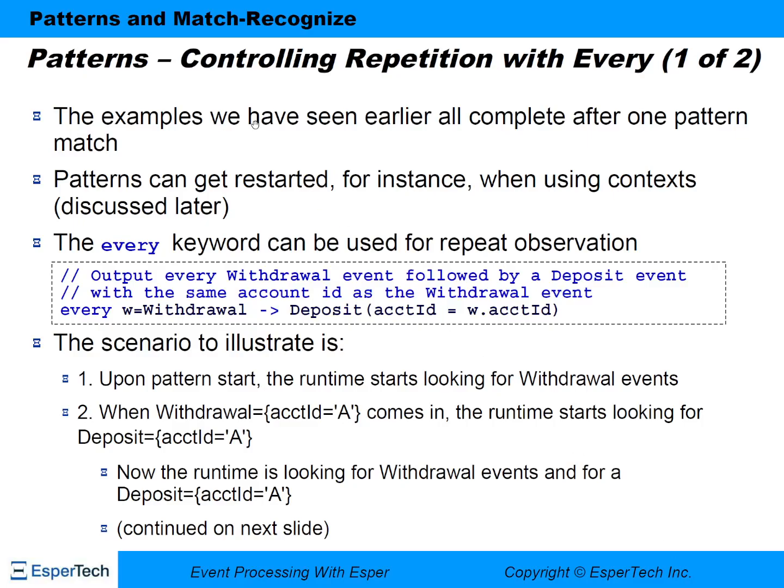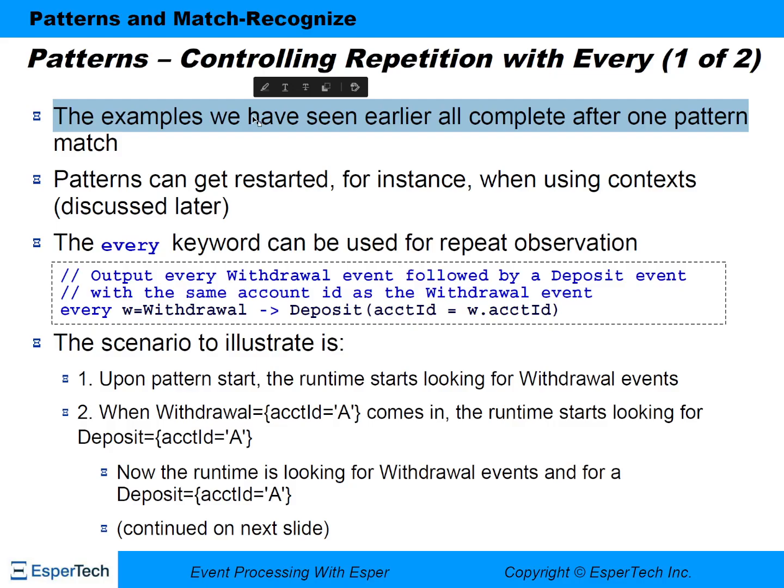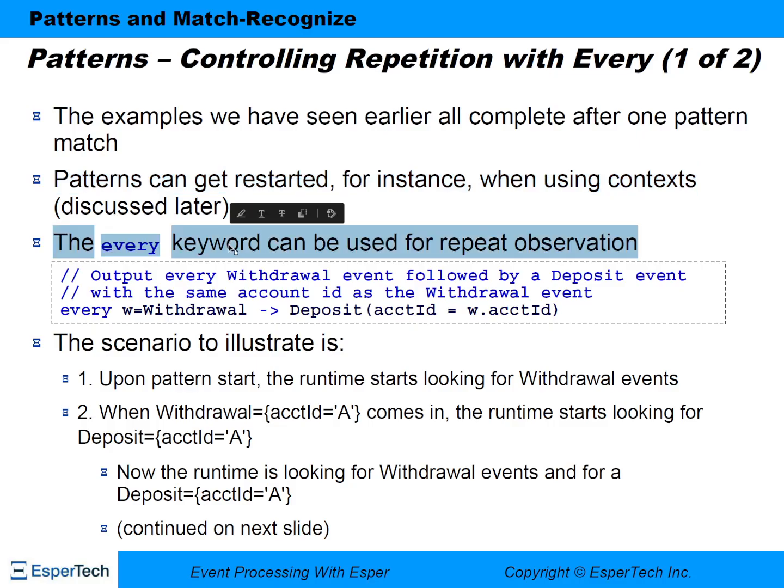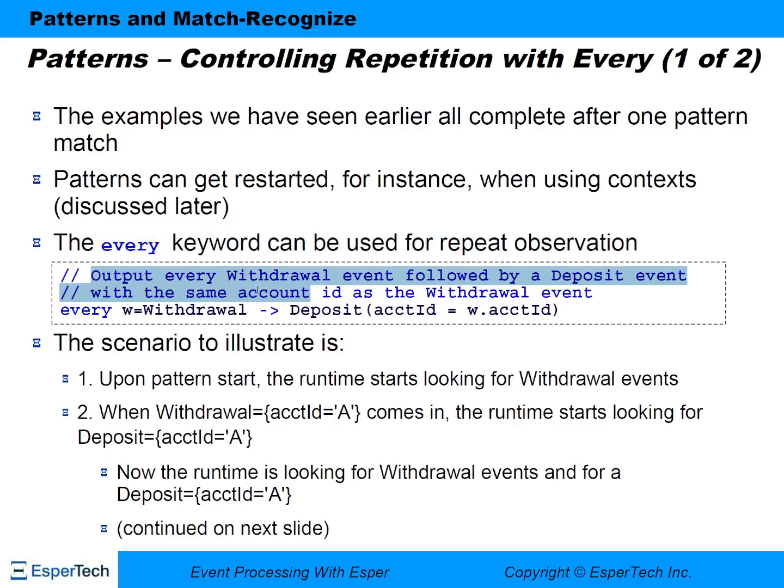The next 2 slides are about controlling repetition with the every keyword. The examples we have seen earlier all complete after one pattern match. Patterns can get restarted, for instance, when using contexts, discussed later. The every keyword can be used for repeat observation. Thus, output every withdrawal event followed by a deposit event with the same account as the withdrawal event.